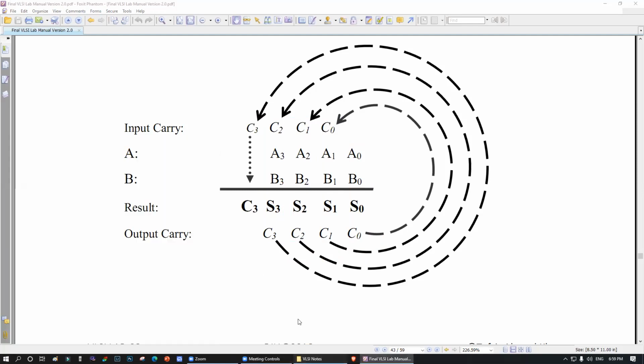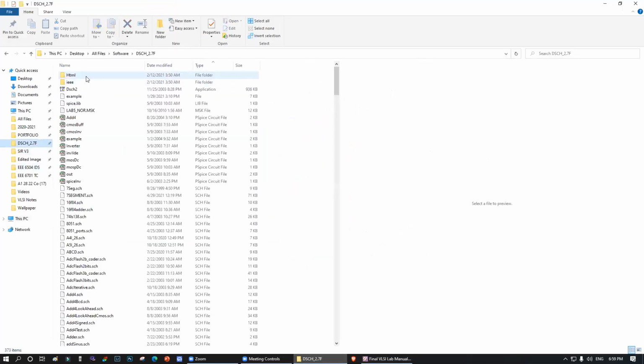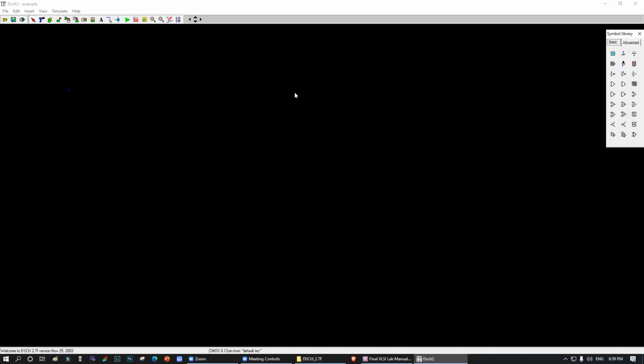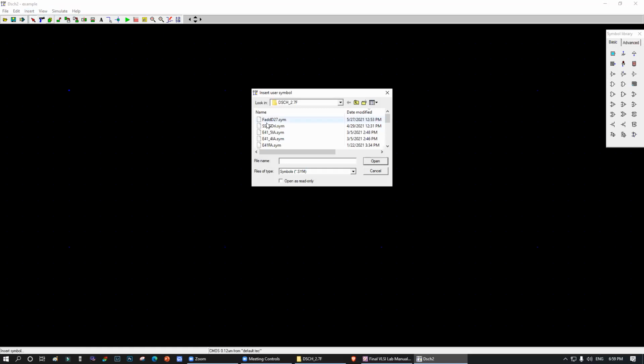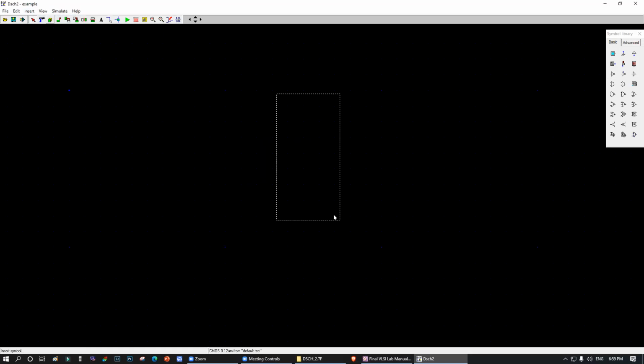I'm going to the software. Can you see this? I want to make the full adder first here. So at first, you need to insert the symbol that you made. Remember FADD27 from our previous lab. So I'm going to open it and place it. Understood, everyone?